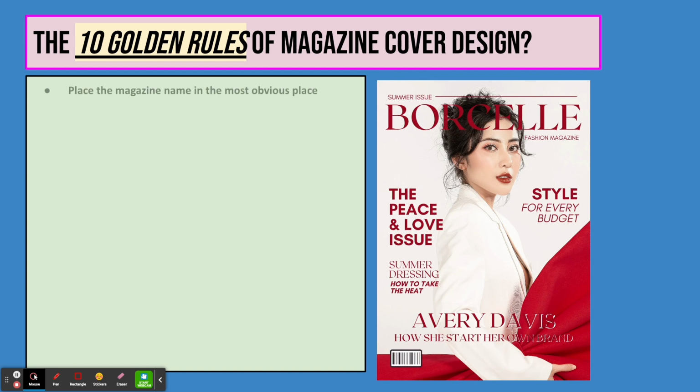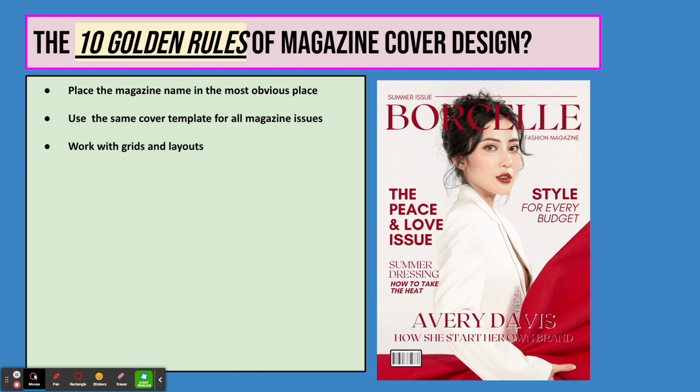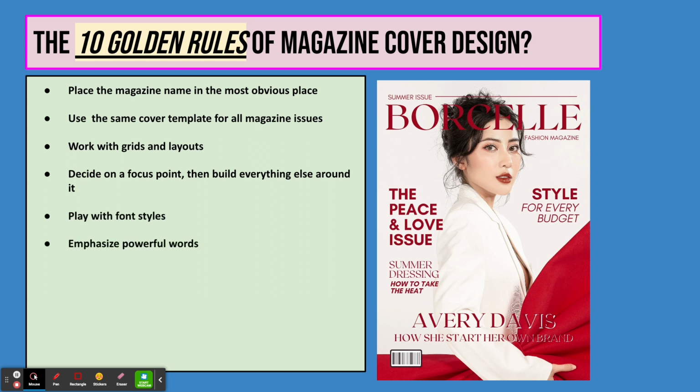These are really important. First one, I didn't put 1 through 10, I did bullet points. So bullet point 1, place the magazine name in the most obvious place. Okay. Second, use the same cover template for all magazine issues. We will talk about templates later. Work with grids and layouts. Decide on a focus point, then build everything else around that focus point. Play with font styles. Emphasize powerful words.